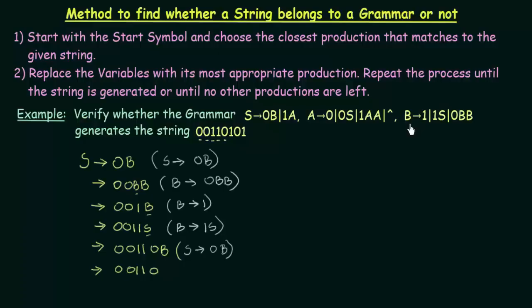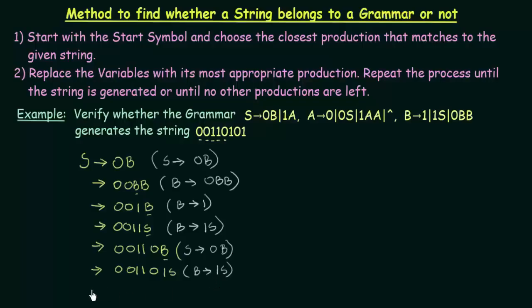From B, if I need to get a 1, I can get 1 here, but if I choose this one, my string will end. But I cannot end my string, so I will choose this one where it gives a 1 followed by a variable S. So I will replace this B with 1S. So this is using the production which says B gives 1S.